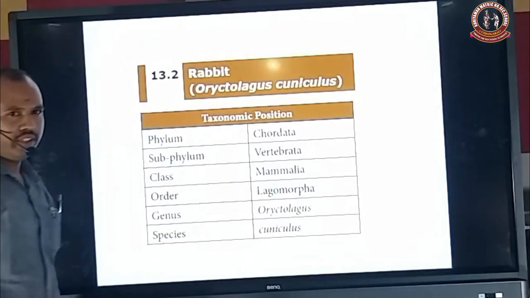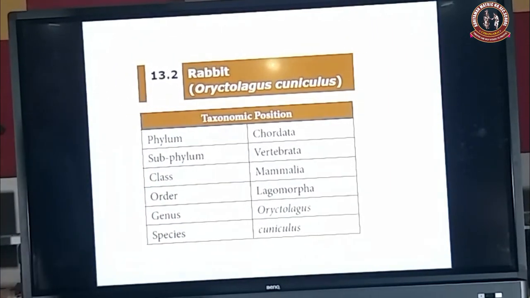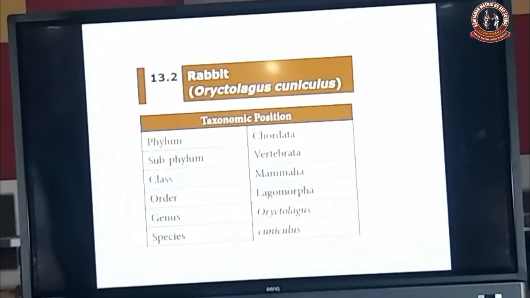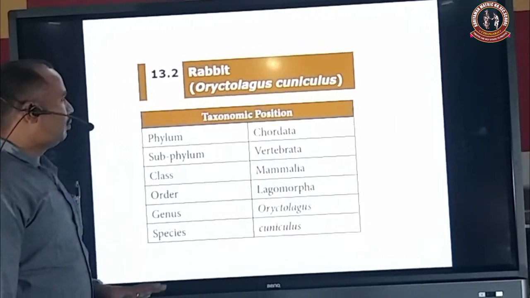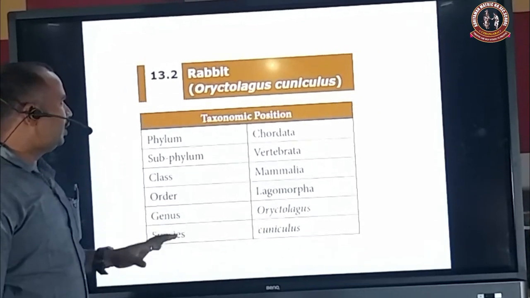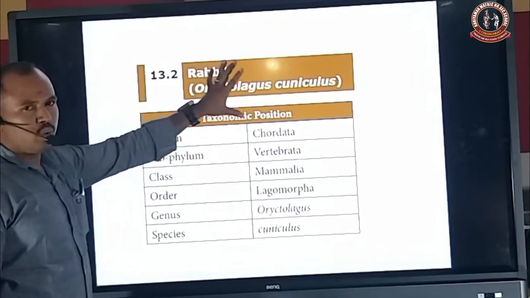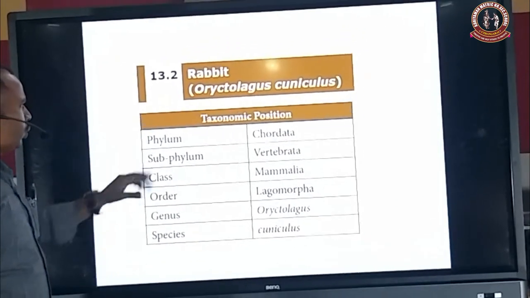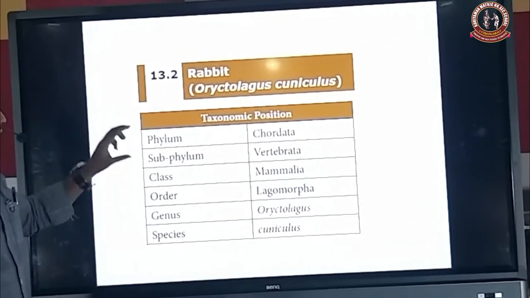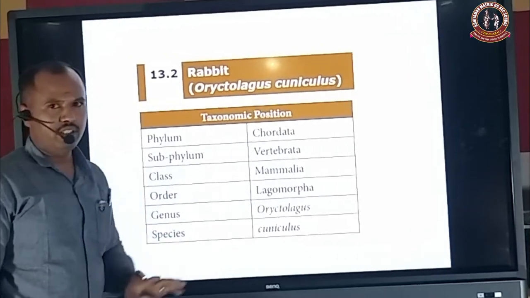We have classified the rabbit based on the scientific classification. Based on the taxonomy, the rabbit is classified. The scientific name of the rabbit is Oryctolagus cuniculus. This is the scientific name, not rabbit. And in the taxonomic position, the rabbit comes under five categories.